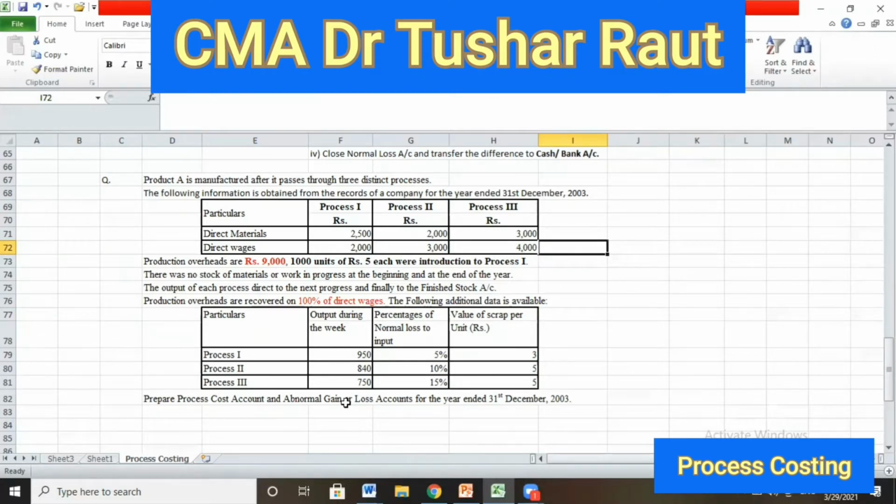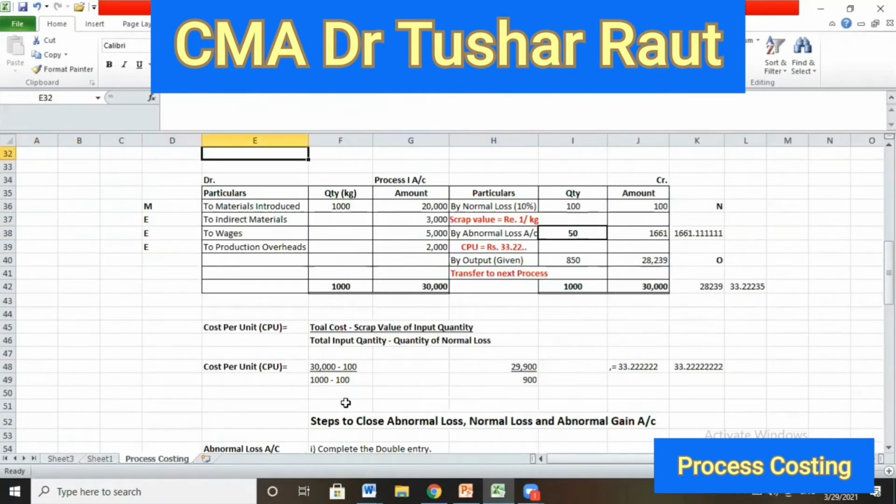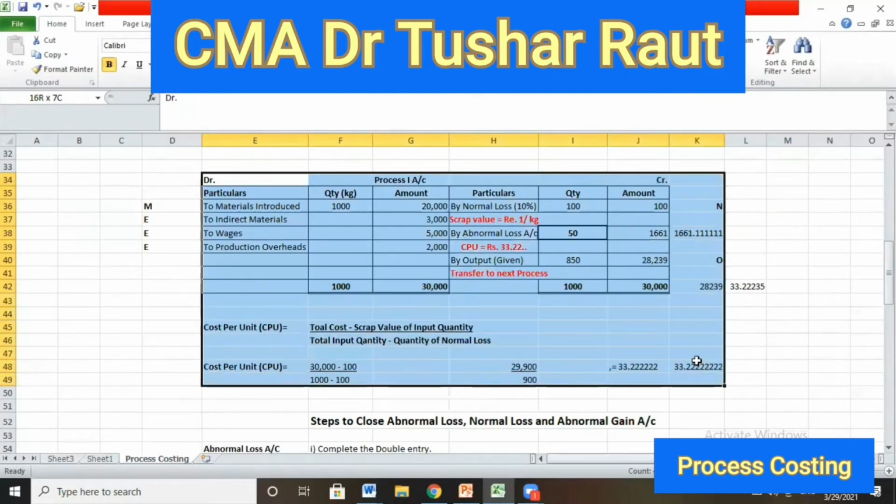For this we need to follow this kind of account. We should copy this and try to formulate it again.